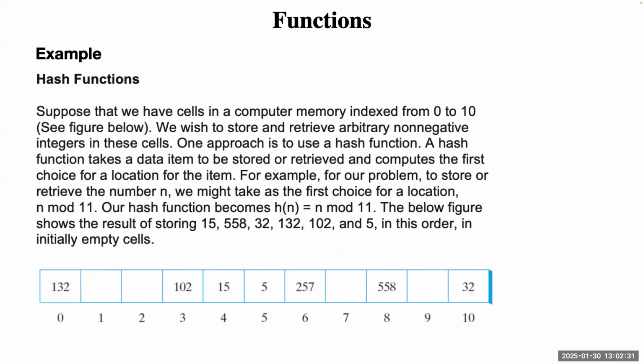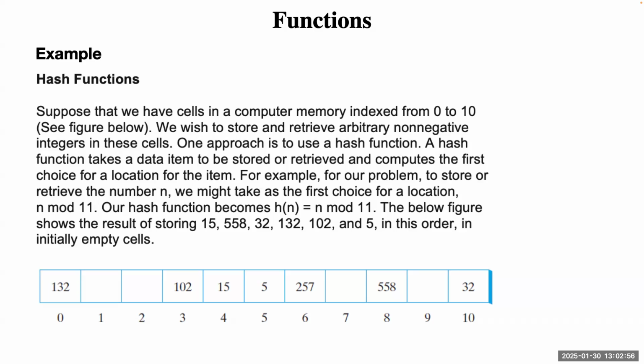Another important type of function that's used in software is called a hash function. Suppose that we have cells in computer memory indexed 0 to 10, so say an array of 11 elements indexed 0 to 10. We wish to store and retrieve arbitrary non-negative integers in these cells. One approach is to use what's called a hash function.